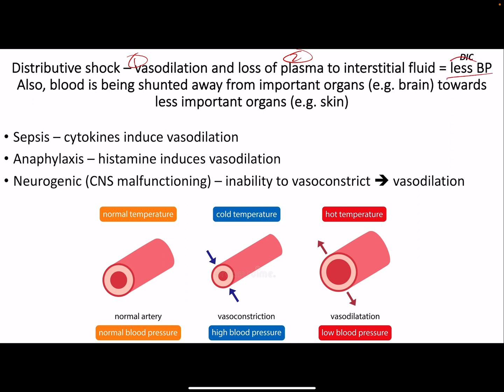Also, you know what's really important? My heart, my lungs, my brain. You know what's not important? My skin, my fingers. So blood is being shunted away from the important organs towards the less important organs.